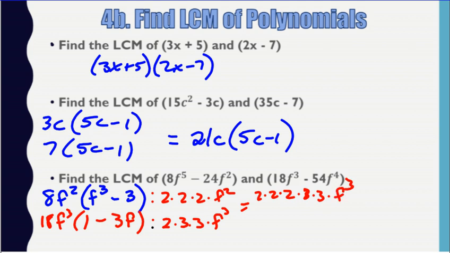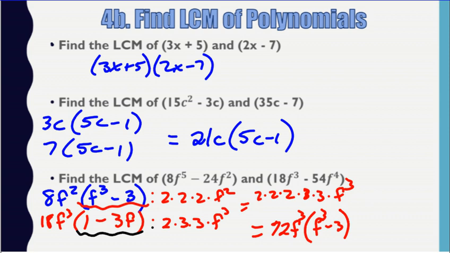And then I have this piece and this piece. So my final answer is 8 times 9 is 72. So 72 f cubed times f cubed minus 3 times 1 minus 3f. So that one was a little bit different because we have two sets of parentheses or two sets of binomials. Now let's look at some application.